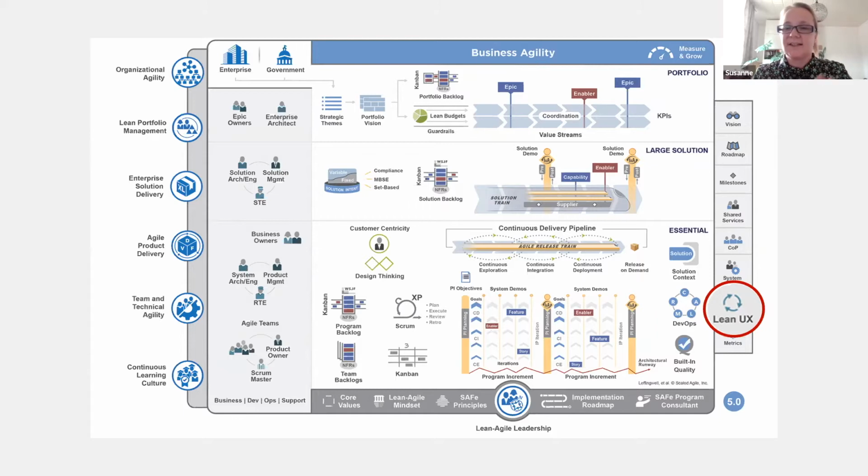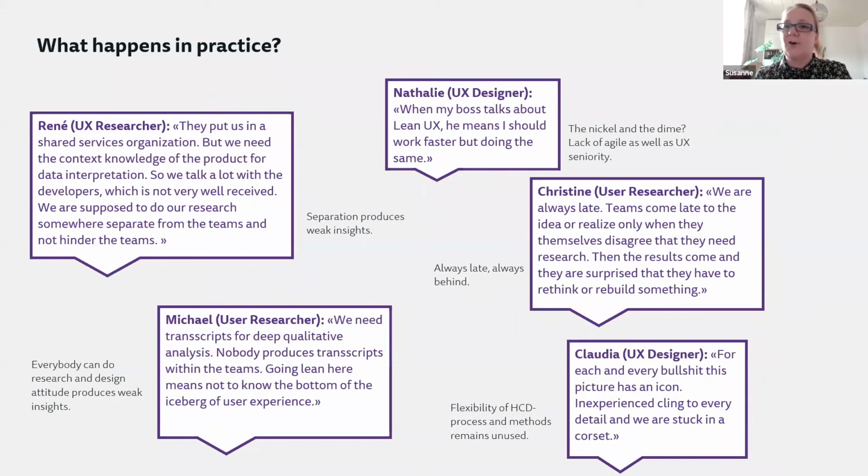I ask some colleagues, because in Switzerland I'm also a little active in the UX community, and I have a lot of exchange with colleagues. I ask them, hey, what happens in SAFe or agile procedures? Here I want to give you 5 examples from my talks with colleagues. So René, a UX researcher, told me they put us in a shared services organization, but we need the context knowledge of the product for data interpretation.